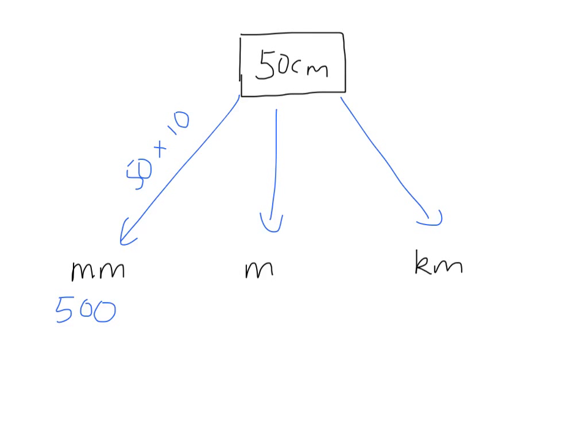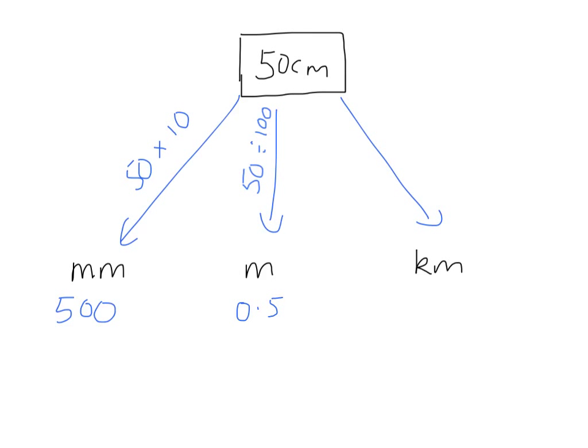Now, with converting centimetres to metres, we know that there are 100 centimetres in a metre, so we're going the other way this time. Metres are a bigger unit of measure, so I expect my number to get smaller, because if I've got 50 centimetres, it's got to be fewer metres than that, because metres are bigger than centimetres. So this time, we're dividing by 100, so 50 divided by 100. And that gives us 0.5 metres, so 50 centimetres is half a metre.